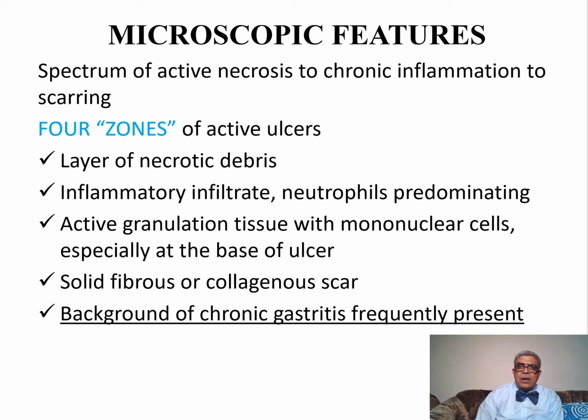Microscopic features. Now, spectrum of active necrosis to chronic inflammation to scarring. 4 zones of active ulcers. Number 1, zone of necrotic debris. Number 2 is inflammatory infiltrate. Neutrophils predominate. Active granulation tissue with mononuclear cells, especially at the base of the ulcer. Solid fibrous or collagenous scar. And there is a background of chronic gastritis which is frequently present. Now I show you the photograph of that.